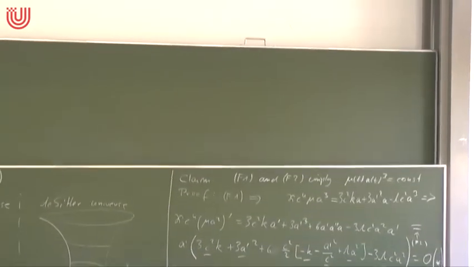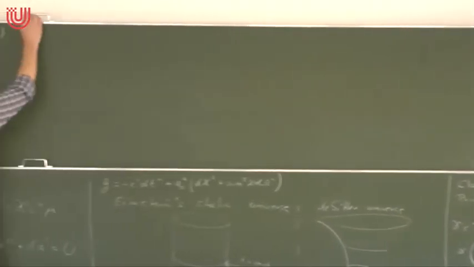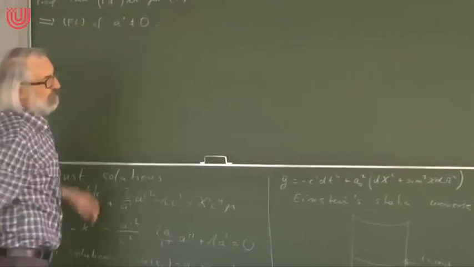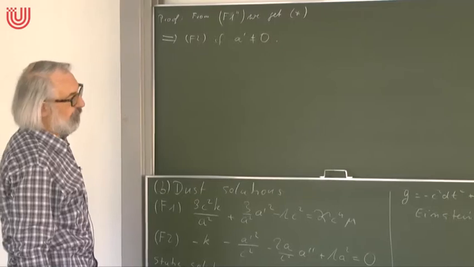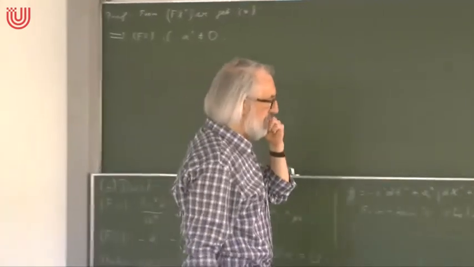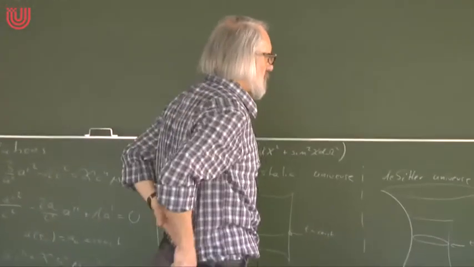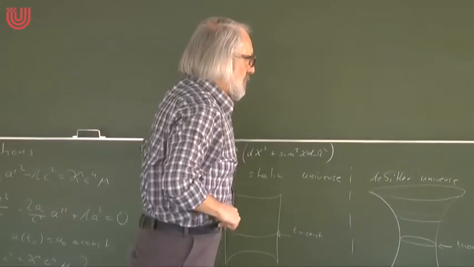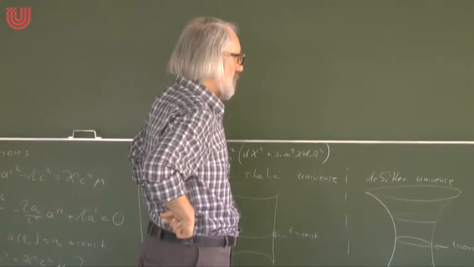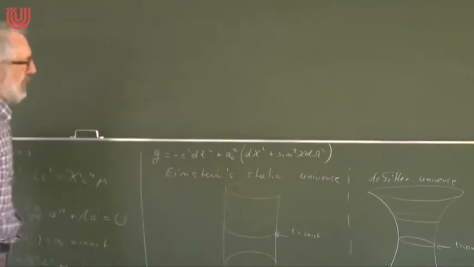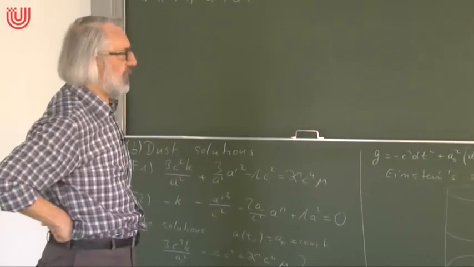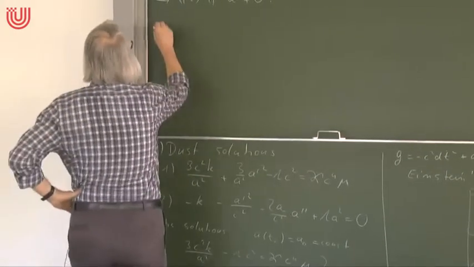what I wanted to say is that from now on, when we discuss dust solutions, we only work with f1 prime, f1 double prime. And let's look at this equation. And as I said, I will solve this in general for lambda equals 0. And for the case with lambda, I will make a couple of remarks.